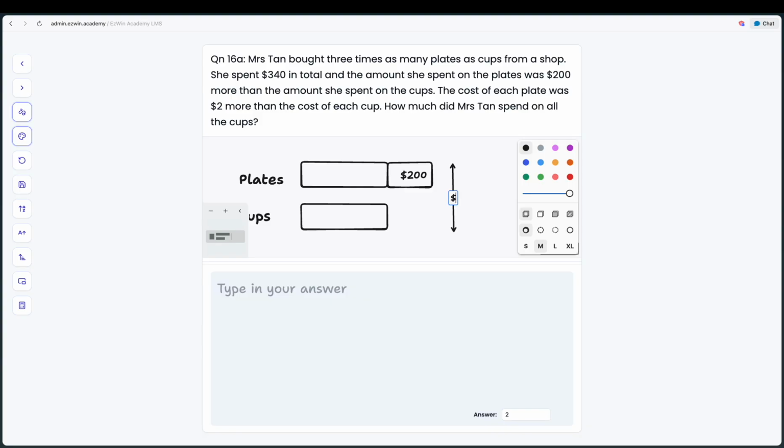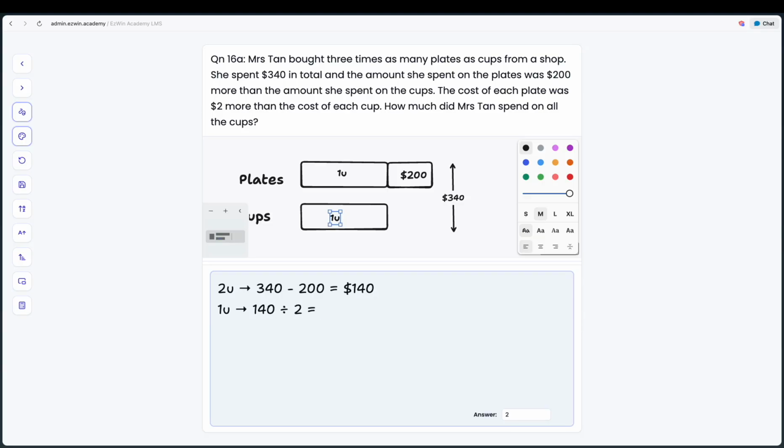Okay, so I think from here we can know how much is 1 unit, right? So I'm going to put here 1 unit, and 1 unit. So that means 2 units is equal to 340 minus 200, which is equal to $140. Okay, and then 1 unit is equal to 140 divided by 2, which is $70. So how much did Mrs. Tan spend on the cups? It's just $70. Alright, let's move on to the next part.